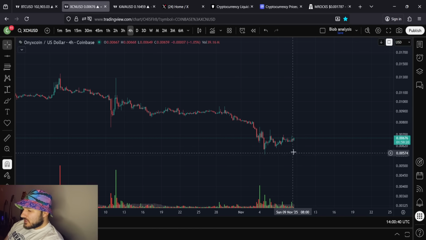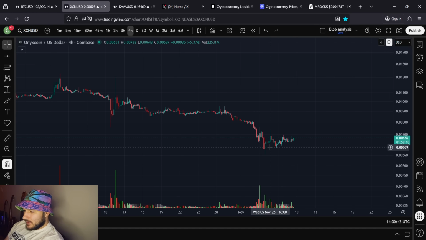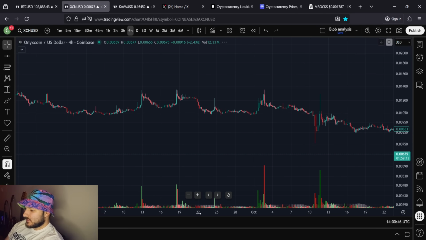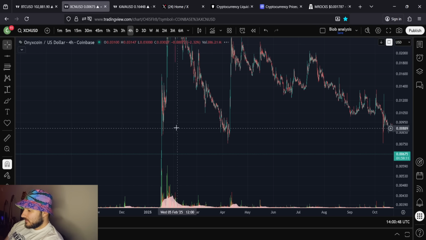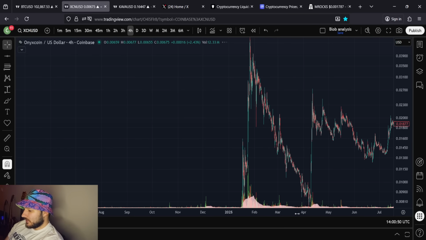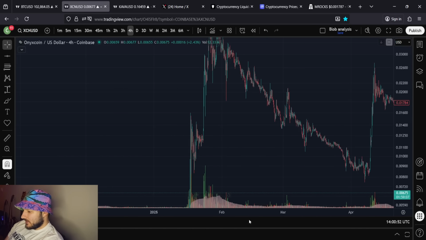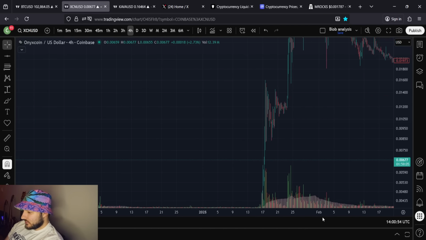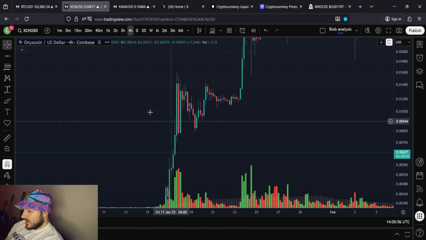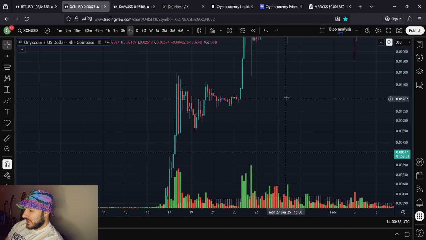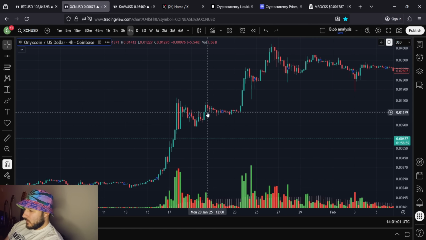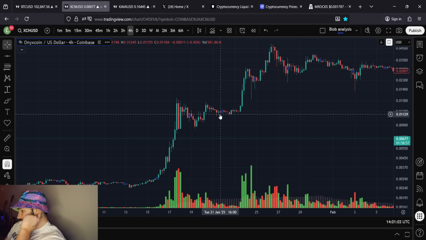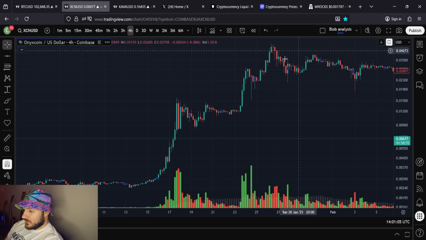I can't help it. You guys remember the days of the triangle? You remember the triangles? We had so many good triangles to us back in the day. Here, let's zoom out. This is back in the very beginning days, talking about OnyxCoin on the 4-hour time frame. Look at this triangle. Wasn't that a nice triangle to us? Doesn't it look similar to what we're dealing with now on the 4-hour time frame? This is a little bit larger, right? We had a nice little triangle here too.